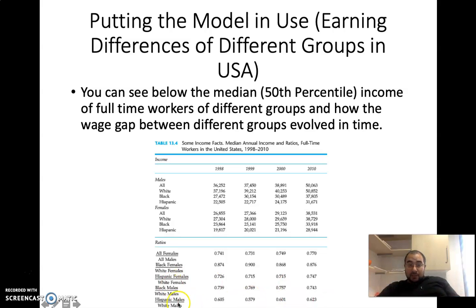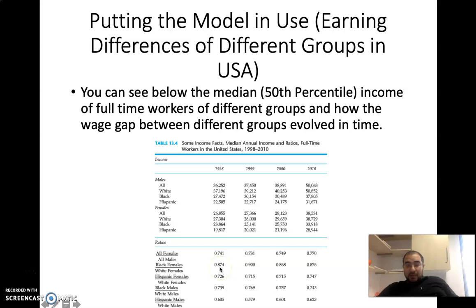But when you look at Hispanic males and white males, this is the lowest group, 0.605, and it has increased just to 0.623. Black males, white males, it is 0.739 to 0.749. Black females and white females, the difference is less than the male ratios.